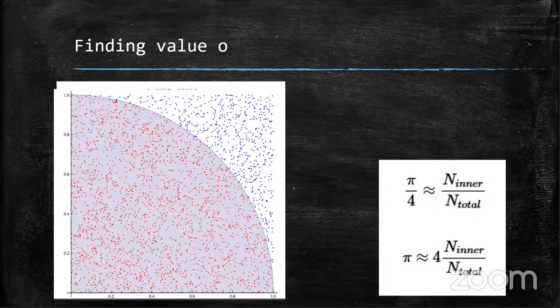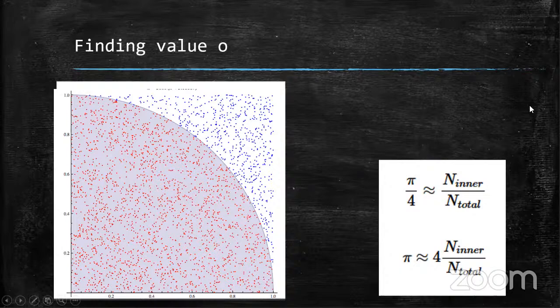Why is it shown as approximately? Because as long as n inner and n total are finite, this will be approximate. When n total becomes infinity, this value will be exactly equal to the value of pi. That is clear?